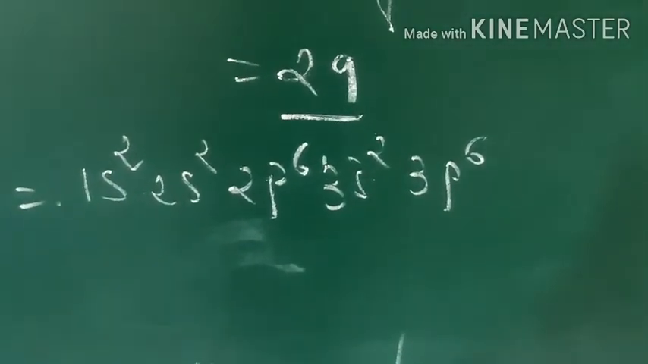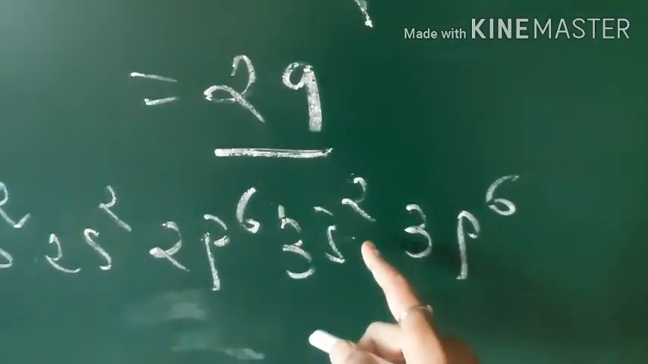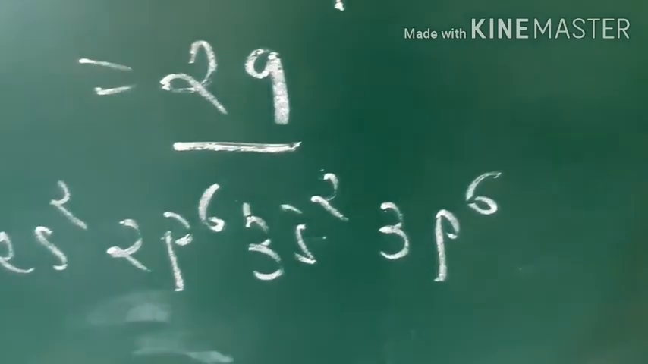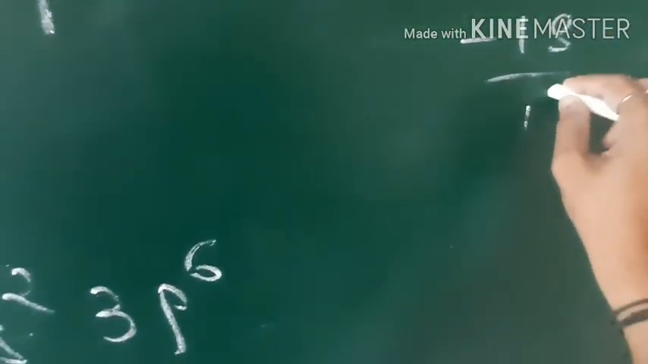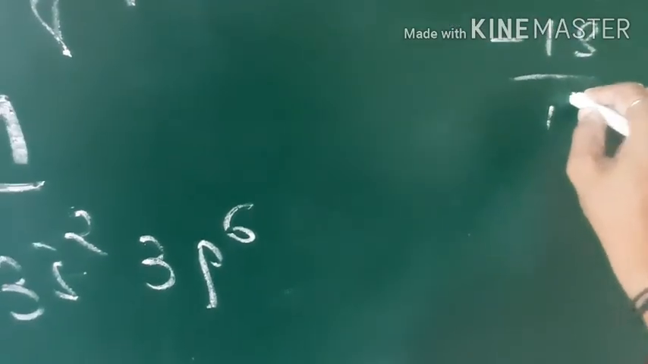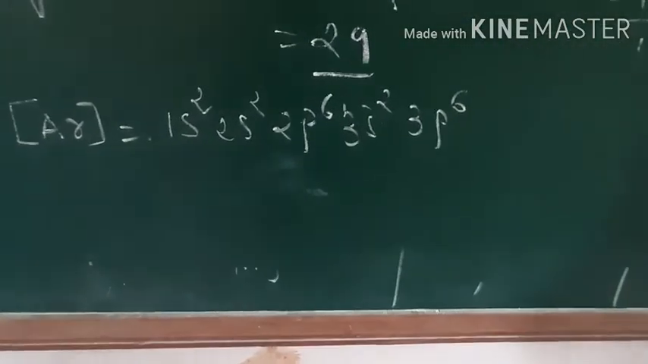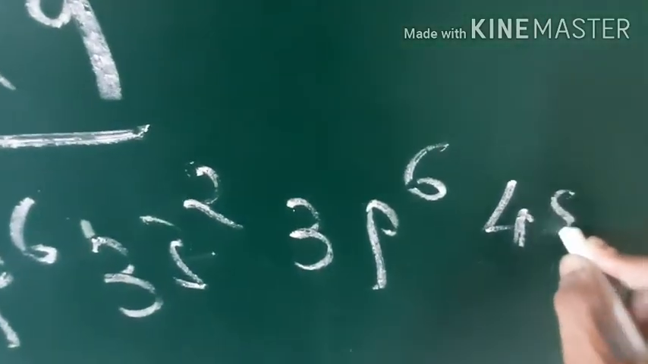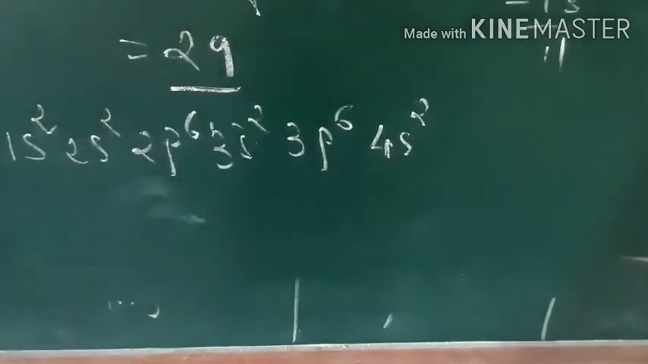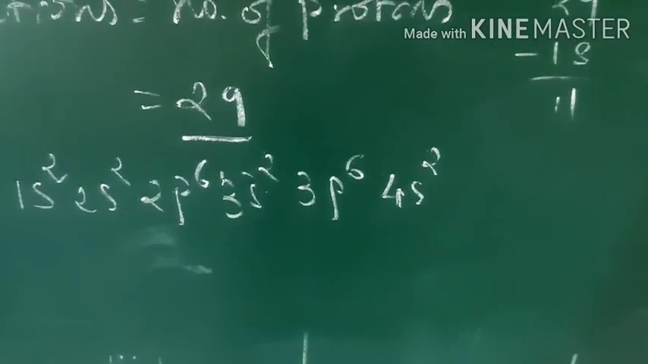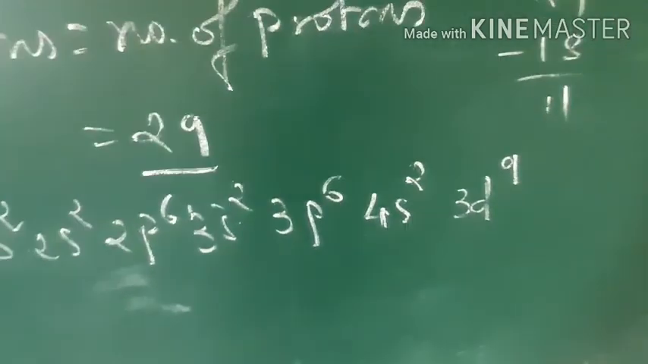Okay children, so here argon accounts for 18 electrons. Now 29 minus 18, how many electrons are remaining? The remaining electrons are 11. So after 3p6 comes 4s2, and 3d, how many can you write over here? 3d9. तो ये पॉसिबल होगा नहीं.